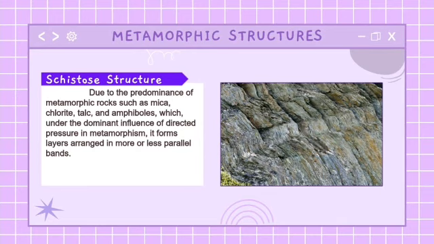The next one is schistose structure. Due to the predominance of metamorphic minerals such as mica, chlorite, talc, and amphiboles, which under the dominant influence of directed pressure in metamorphism, it forms layers arranged in more or less parallel bands. So, if you look at it, the bands are parallel here.